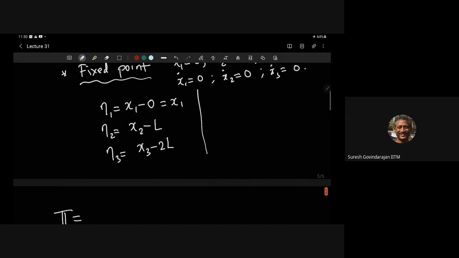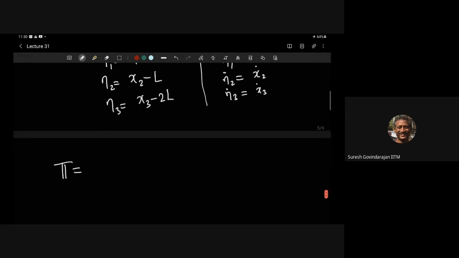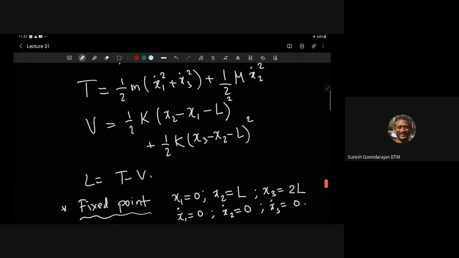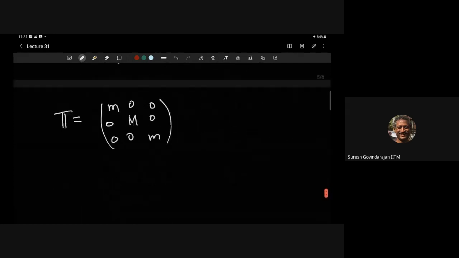So you can see that eta 1 dot is x1 dot, eta 2 dot is x2 dot, eta 3 dot is x3 dot, right? Those two L's, L and 2L, don't mean anything. So T is what? You agree? That's what we get from this. For V, we have to do some more work.